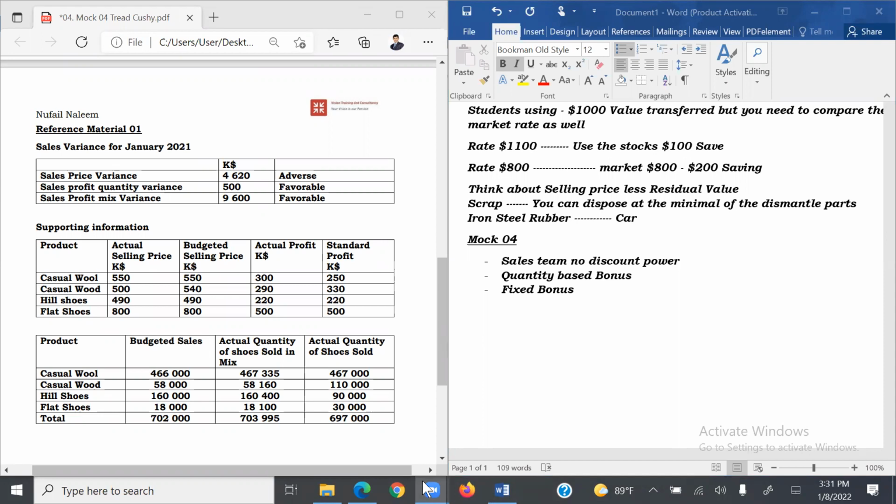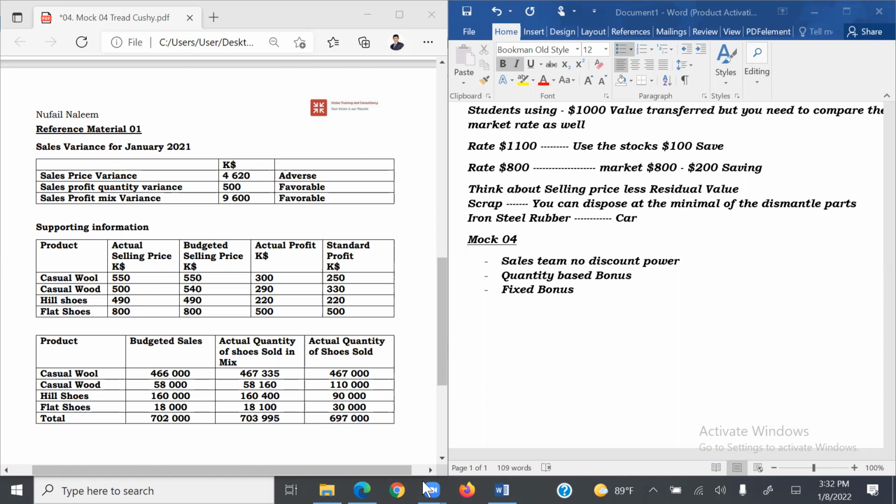But any other thing, students? But profit and quantities are really good. The quantity variances are doing very, very well. And the profit mix variance is also doing very well. But only the price variance is less. Other than that, the other two are doing very well. And if you see, the supporting information is also given: the actual selling price, the budgeted selling price, actual profit, and the standard profit.